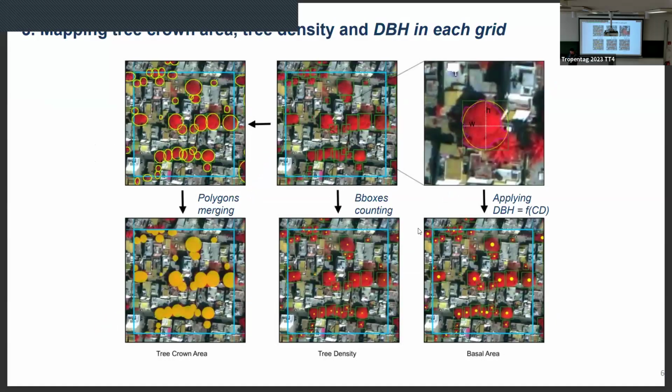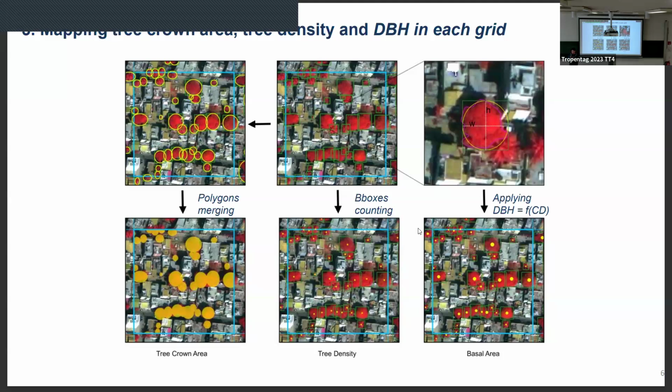With these two, now we need to map the trees along its gradient. But before we do that, we need to divide our research region into grids, which have a size of 100 meters by 100 meters, which is exactly 1 hectare. First, we need to estimate the tree crown of each individual tree by using an inscribed ellipse. And then we merge those polygons within the grid, as you see, to get the total tree crown area.